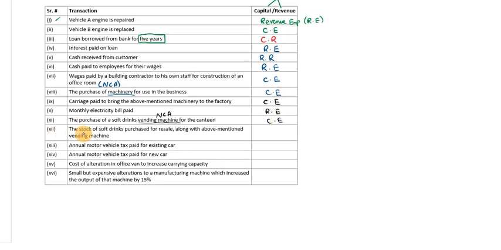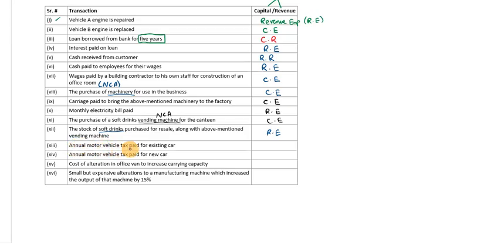12. The stock of soft drink purchased for resale along with the above mentioned vending machine. So along with the vending machine we have to buy soft drink. This soft drink is not for personal use purposes. We have to buy soft drink for resale purpose. So this is revenue expenditure. This is daily business expenditure.